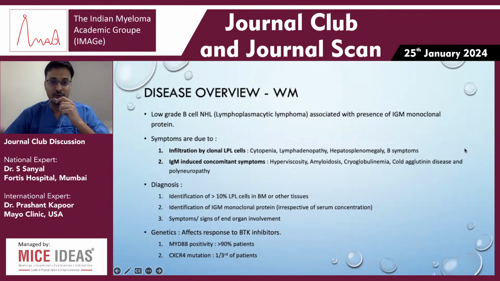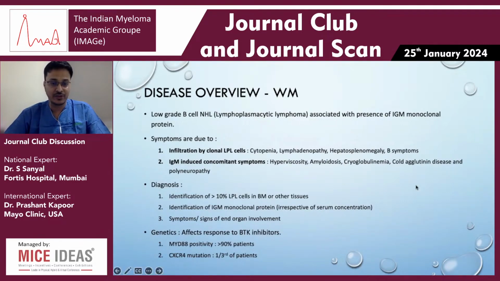Waldenstrom macroglobulinemia is a low-grade B-cell non-Hodgkin's lymphoma, a lymphoplasmacytic lymphoma associated with the presence of an IgM monoclonal protein. Symptoms in Waldenstrom are due to two reasons. One is the infiltration by the clonal LPL cells, which results in cytopenia, lymphadenopathy, as well as organomegaly. The second is because of IgM-induced concomitant symptoms like hyperviscosity, amyloidosis, cryoglobulinemia, cold agglutinin disease, and polyneuropathy.